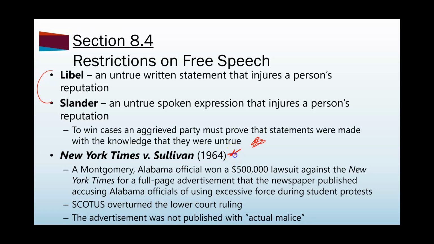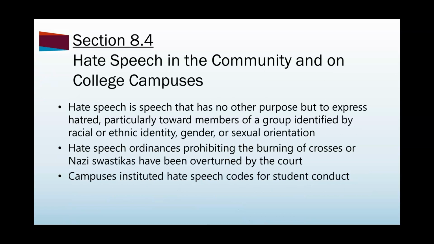Now, specifically, New York Times v. Sullivan pushed forward this idea. In Montgomery, Alabama, an official won a $500,000 lawsuit against the New York Times for a full-page advertisement that said Alabama officials were using excessive force to stop student protests. The Supreme Court overturned the lower court's ruling, stating that the advertisement was not published with malice. You don't specifically have to know New York Times v. Sullivan, but it creates the libel and slander standard for future cases and restricts free speech.